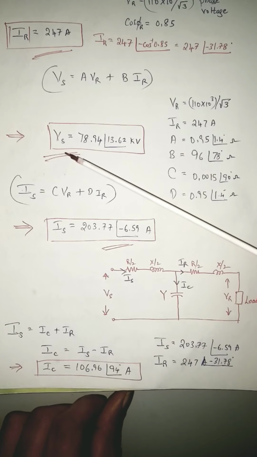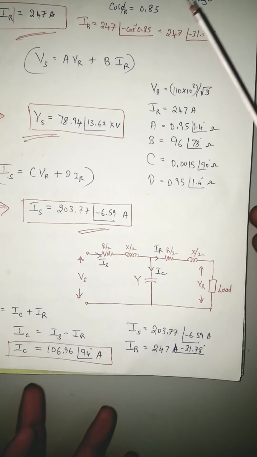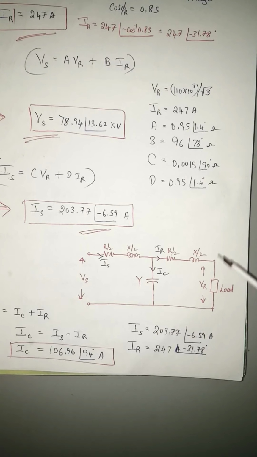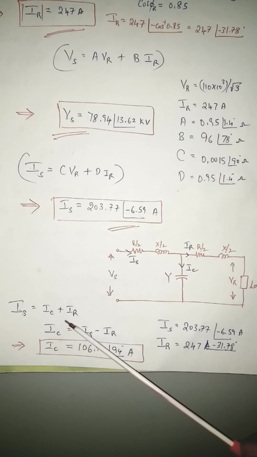Next, in this problem, we are also supposed to calculate the charging current and regulation. Now let us draw the circuit diagram, equivalent circuit diagram. Here you can see charging current IC, you are having receiving end current, sending end current. So if you apply KCL at this point, you have IS is equal to IC plus IR.